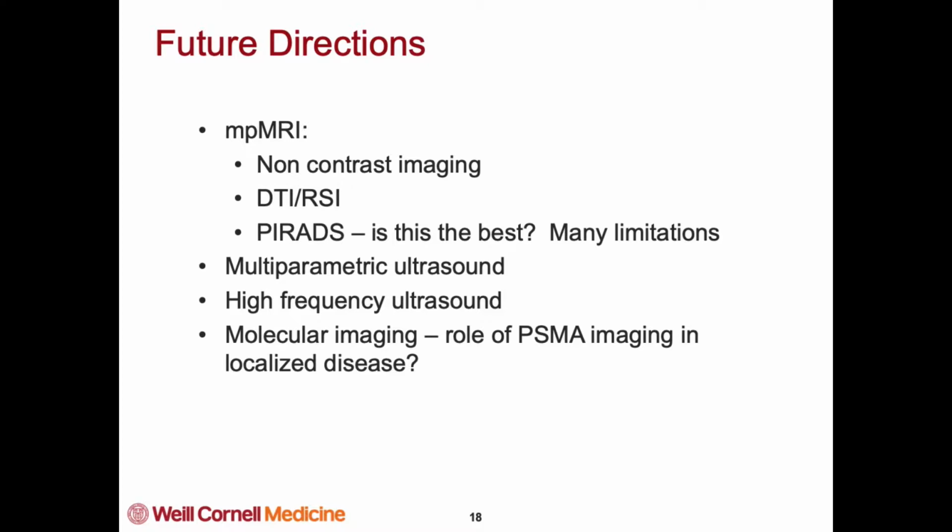So I think there are some limitations with PIRADS, and at the AUA there was a poster suggesting there's a better grading system. Also, MRI is not available to everyone, and when you're looking at limited resources, we need to figure out ways to better evaluate the prostate, and multiparametric ultrasound, I think, is a future for that, as well as high-frequency ultrasound. And then molecular imaging with PSMA, for example, there may be a role for that in localized disease as well.